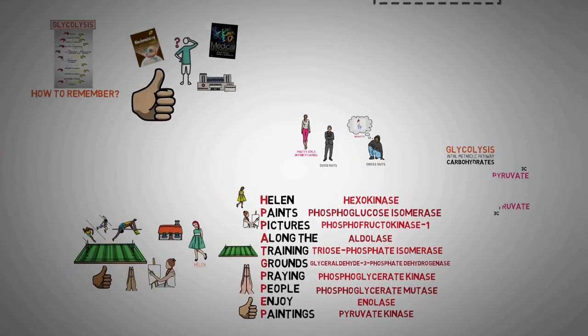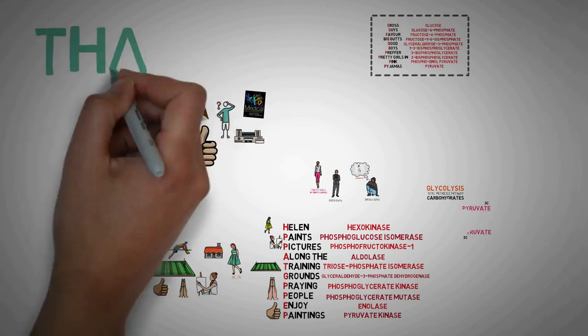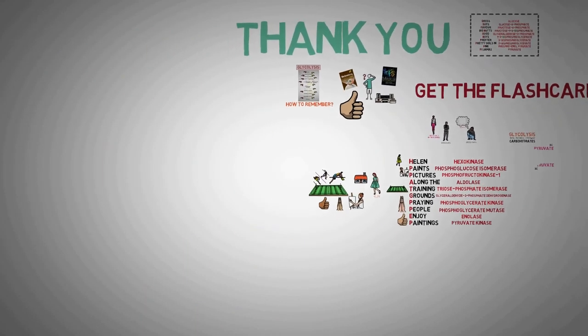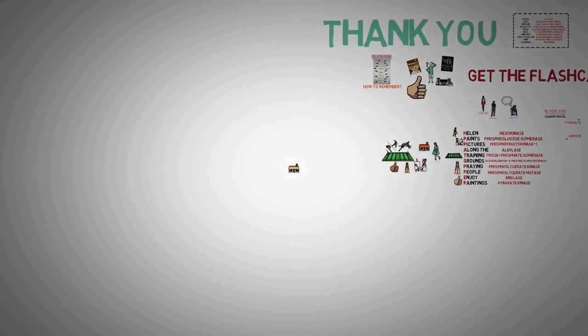Now all these mnemonics are useful only when you have a thorough understanding of the topic of glycolysis and the rest of carbohydrate metabolism. Make sure to watch these videos on glycolysis, Krebs cycle and electron transport chain to have a complete understanding of the topics.